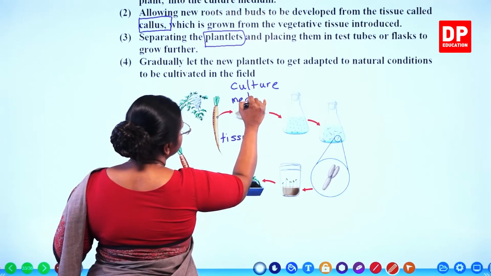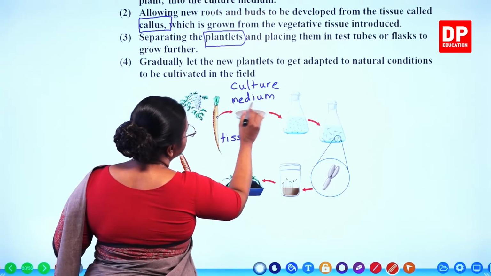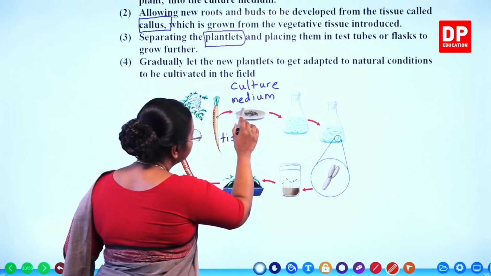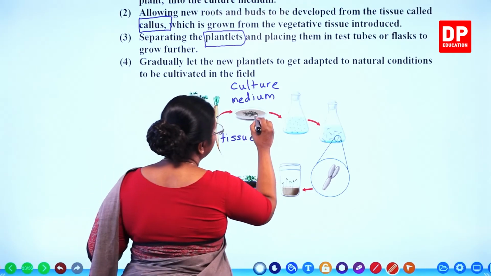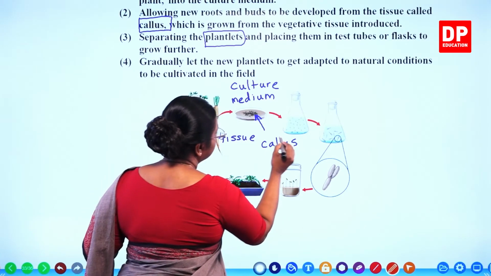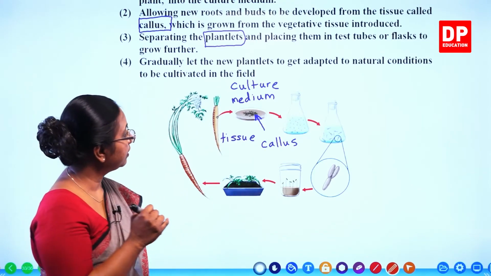So, we have the culture medium there. On that we introduce the tissue and then it grows. This is what we call the callus. This will be known as the callus. So, those are the terms that you need to remember, students.